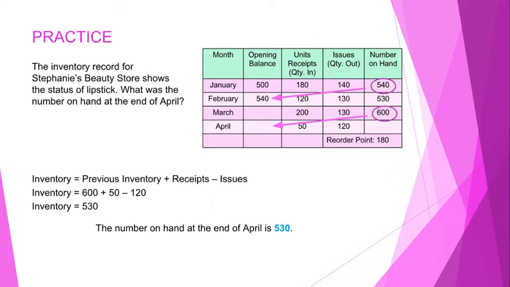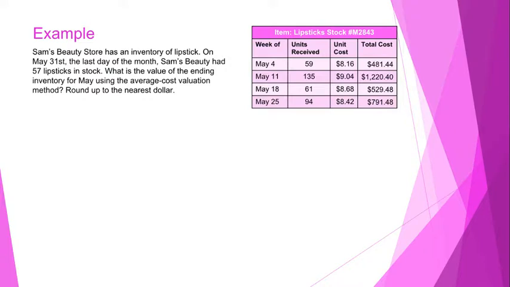So, average cost valuation. The average cost method of valuing inventory is based on the average cost of the goods you received. The formula is: inventory value equals average cost per unit times number on hand. Average cost per unit equals the total cost of units divided by number received. So now let's do some examples.